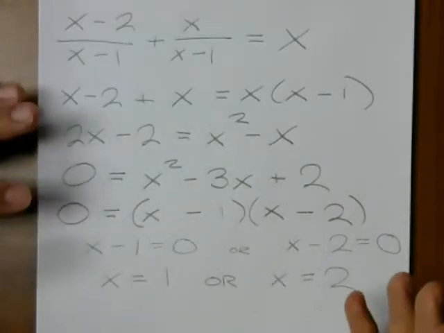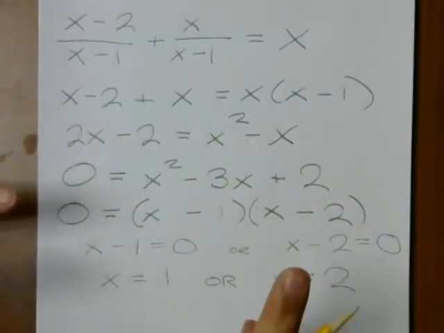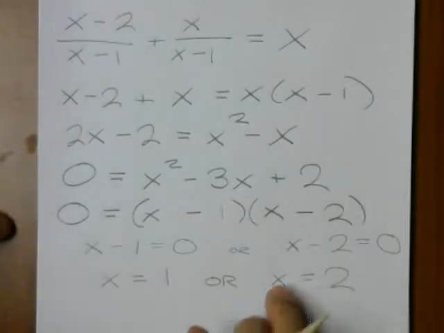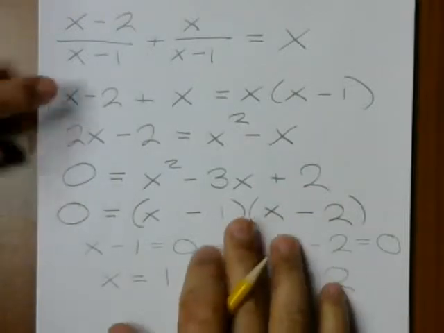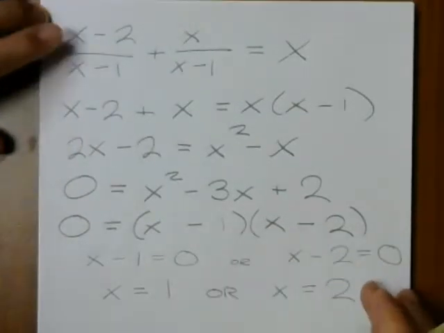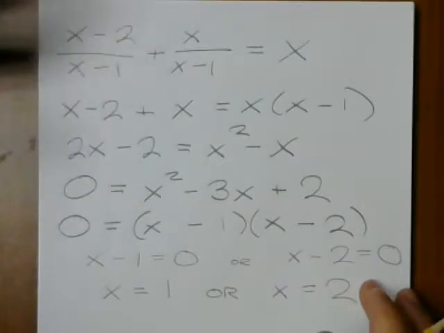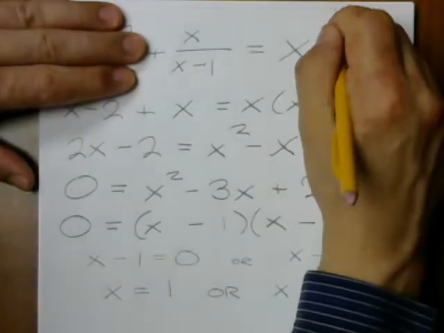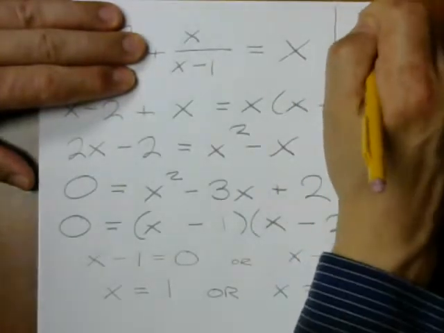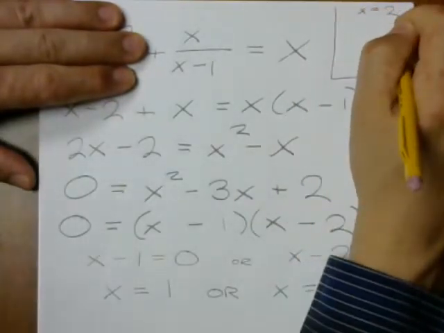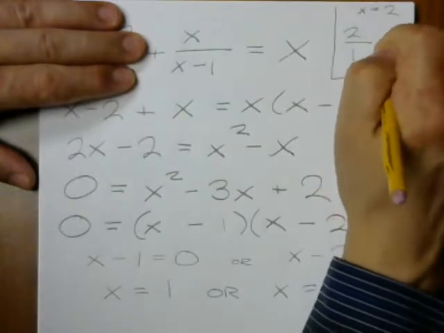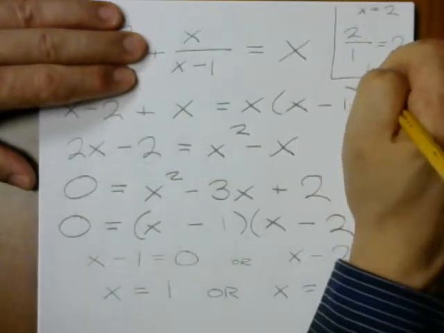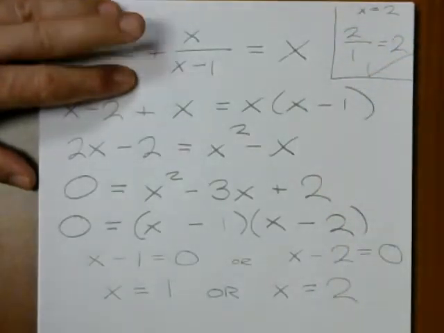Well, can we stop here? Well, let's think about that. In the x equals 2 case, this works nicely. This fraction goes away completely because 2 minus 2 is 0. And what would we get if x equals 2? If x equals 2, we get 2 over 1 equals 2, which is true.